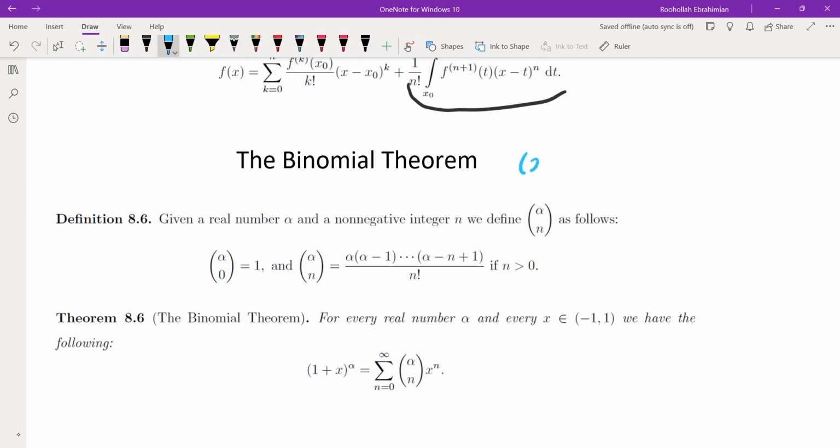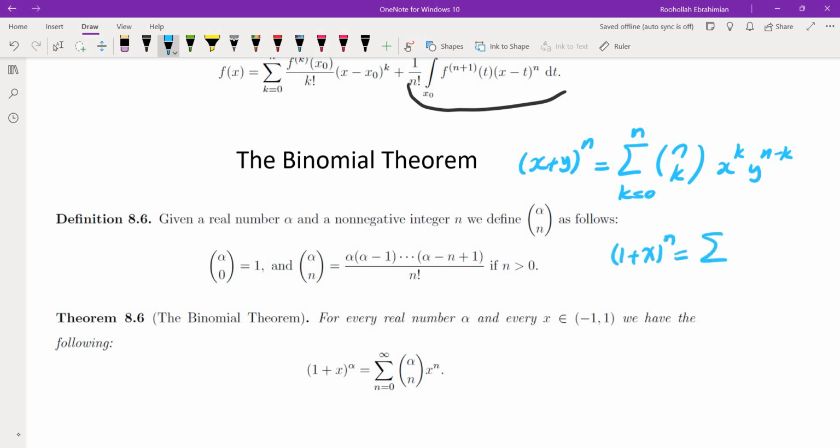the one that you have seen using Pascal's triangle. It tells us (x plus y) to the power of n is equal to the sum of n choose k x to the k y to the power of n minus k. Now, if you look at this for only one variable, you could just replace one of the x and y by 1, and you would get (1 plus x) to the power of n is equal to the sum, k equals 0 to n, of n choose k x to the power of k.